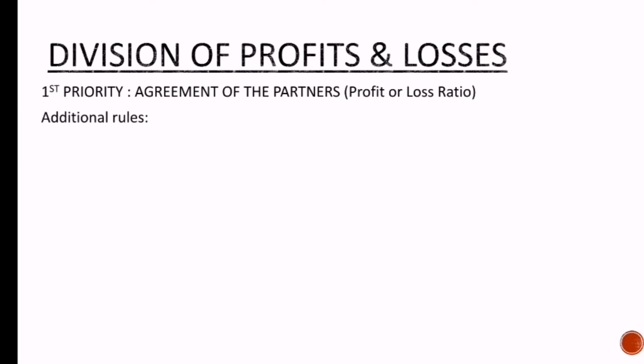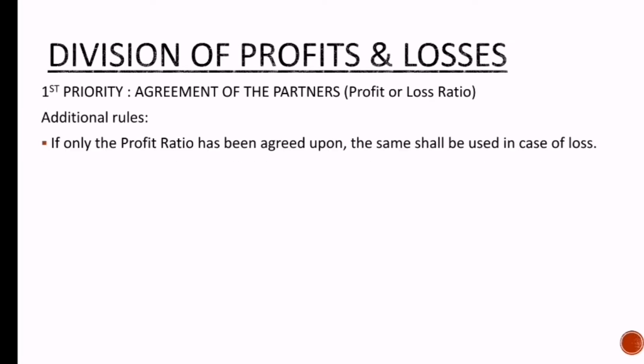And additionally, depending on the agreement of the partners, if only the profit ratio has been agreed upon, the same shall be used in case of loss. So, halimbawa, sa sobrang pagiging positive ng mga partners, akala nila sa loob ng isang taon, magkakaroon sila agad ng income. So, ang napag-agreehan nila is profit ratio lamang. Pero at the end of the year, nakita nila na nag-incur sila ng loss. So, since ang napag-agreehan nila is profit ratio lang, yung profit ratio na yun, pwede mo rin siyang gamitin as basis ng mga partners sa hatian ng loss na na-incur nila. So, pwede rin naman palang magkaiba yung profit ratio sa loss ratio. Depende nga sa napag-agreehan nila.